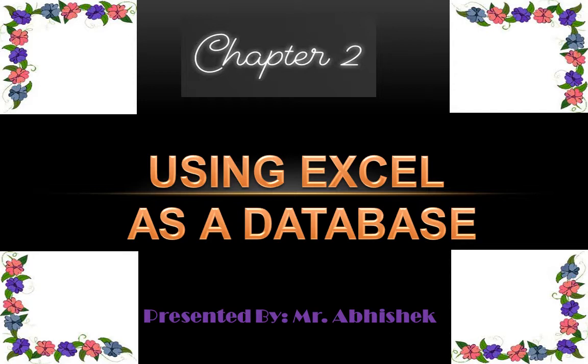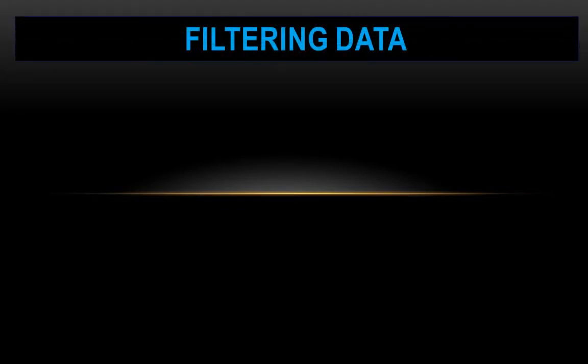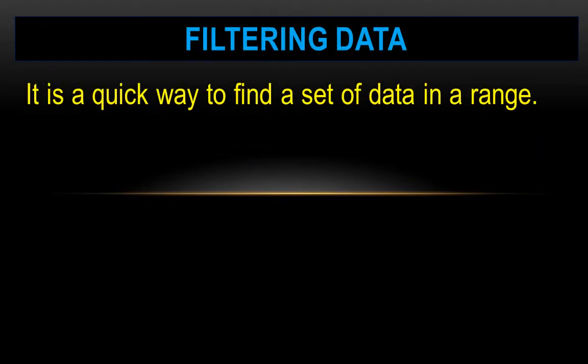Sorting means to arrange data either in ascending or descending order. Today, we will start our next topic, that is filtering data. Filtering is a quick way to find a set of data in a range. A filtered range displays only the rows that meet the condition specified for a column.